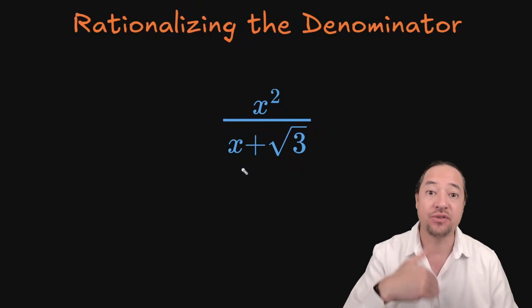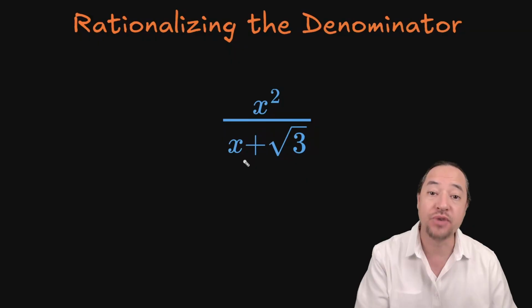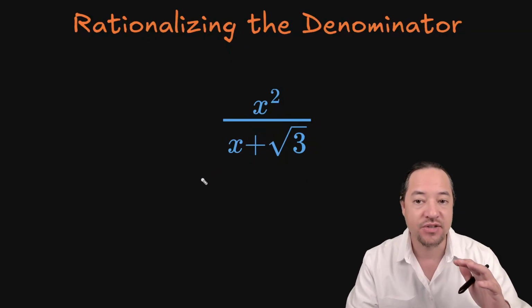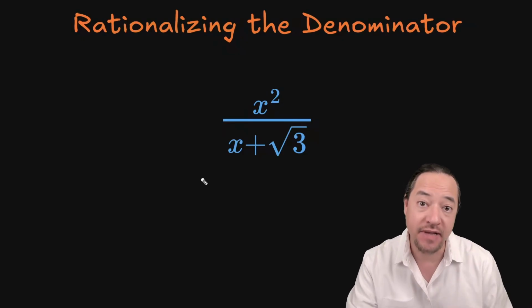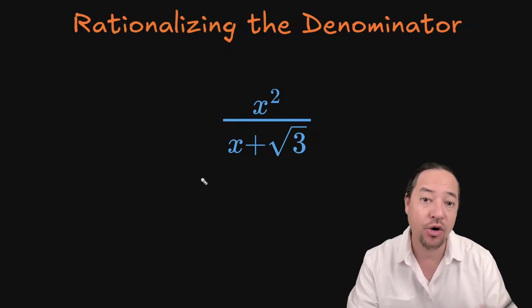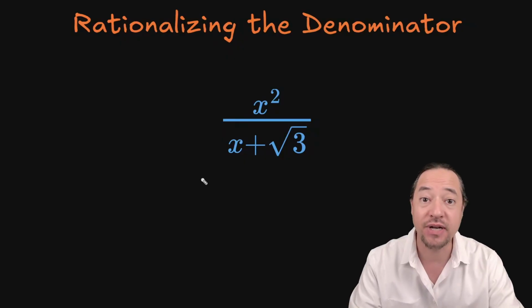We want to have a rational number there. We want to get rid of the square root to get a rational number in the denominator. And so that's the task, to get rid of that square root. So if you want to know how to do that, continue watching and we'll learn how to rationalize the denominator.